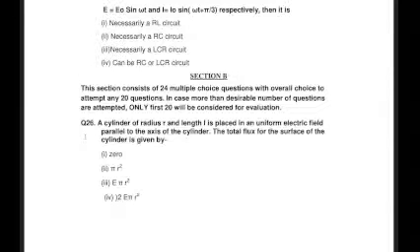Question number 26. A cylinder of radius R and length L is placed in a uniform electric field parallel to the axis of the cylinder. The total flux for the surface of the cylinder is given by: 1. 0. 2. 2πR². 3. EπR². 4. 2EπR². Correct. The answer is 0.